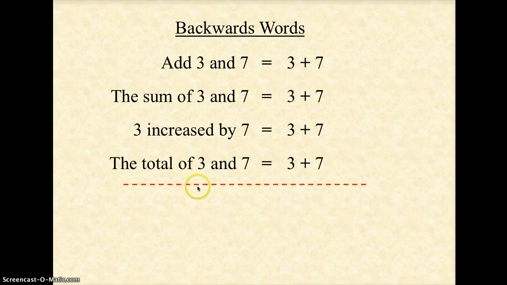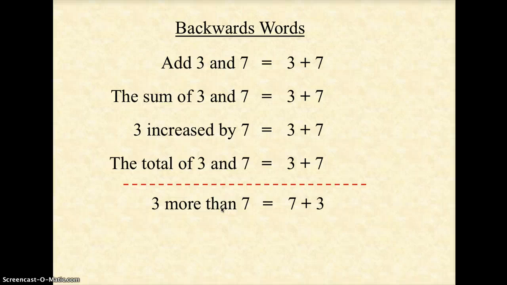Now, I'm drawing a red broken line because these are your backwards words. When are you going to write your numbers backwards? When it says 3 more than 7. If it says 3 more than 7, you have to write it as 7 plus 3, because it's 3 more than 7. The last one is when you see 3 added to 7. If it's 3 added to 7, then you write it as 7 plus 3. So these are the examples.